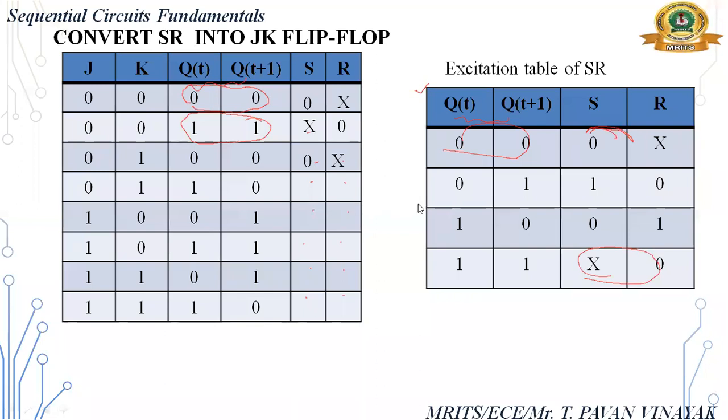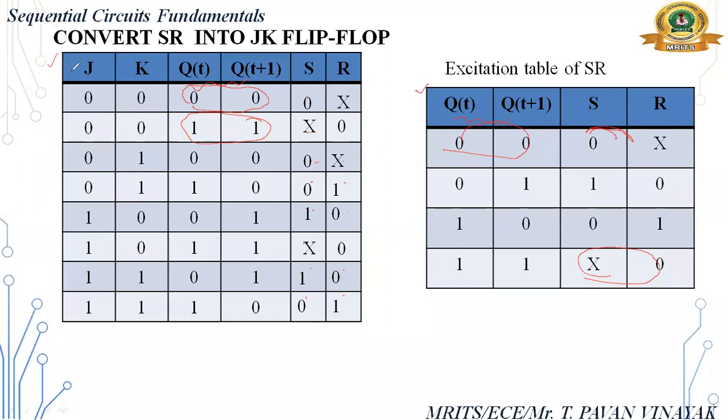Write down 0 1. Next for 0 1, the value is 1 0. Write 1 0. Next for 1 1, don't care 0. For 0 1, 1 0. For 1 0, 0 1. Okay. So now the conversion table is completed.